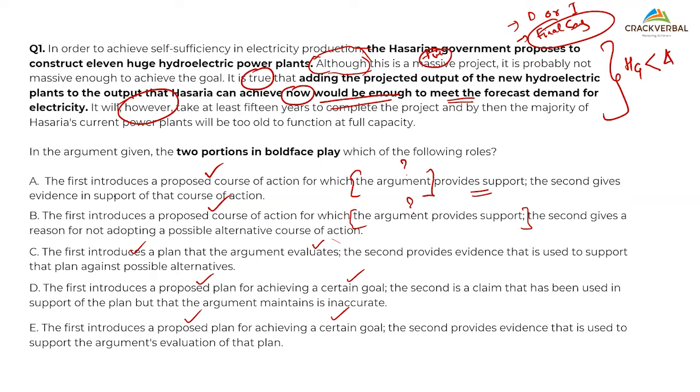Second gives evidence in support of the course of action. That is my first cross. Does the second support? The second says it is true that adding the new plants can achieve this now, but is this the main role that we are looking at? Second gives the evidence in support.